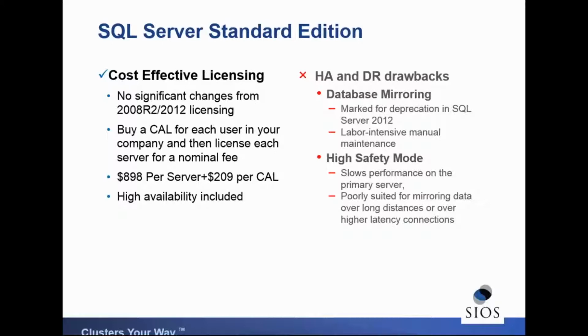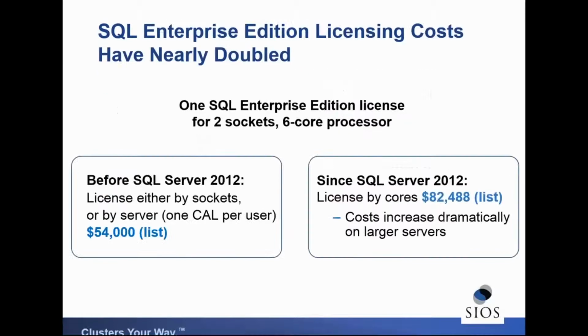And then lastly, the other Enterprise Edition option would be always on availability groups, but that's going to greatly impact our total cost of ownership. So here we're gonna look at what SQL Enterprise Edition costs. Starting in Server 2012, Microsoft introduced core-based licensing for Enterprise Edition. Before, we could license either by sockets or by cores.